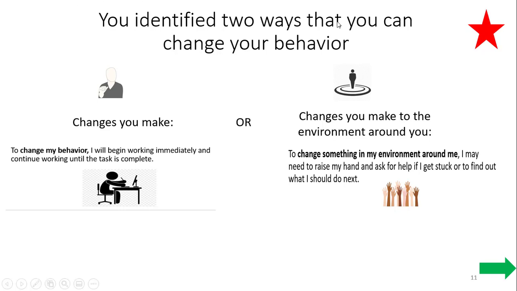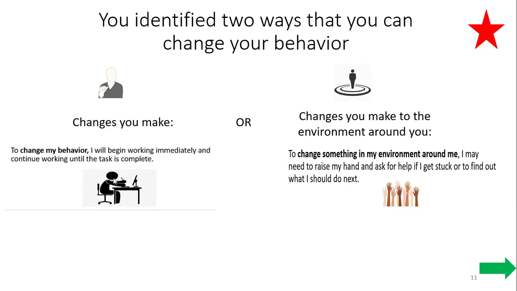You identified two ways to change your behavior. You said the changes that you make or changes that you make to the environment around you, but check this out. The changes that you make, Isaiah, are having to do with a symbol here. These are matched up perfectly according to all of the lessons that we've been over so far. To change my behavior, I will begin working immediately and continue working until the task is complete. Once again, every time you see this on your screen, you're going to be drawn to that. This is what we've been discussing, and that's what we're going to continue choosing every time you see that in your probe.